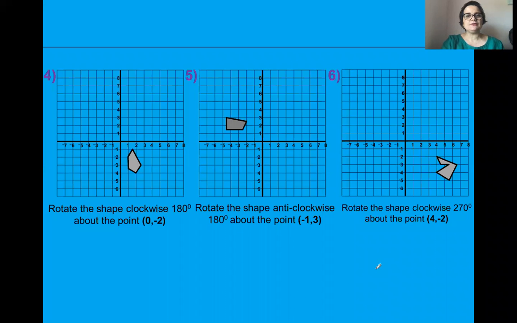Okay, on the left-hand side, again, we have a shape here that we have to rotate clockwise 180 degrees about the point 0, -2. So 0, -2, this is the rotation point. Join the center of rotation, okay? Join this point with the closest point of the shape, if you have a complicated shape like this one, for example, with many vertices, and then clockwise is going to be like that.